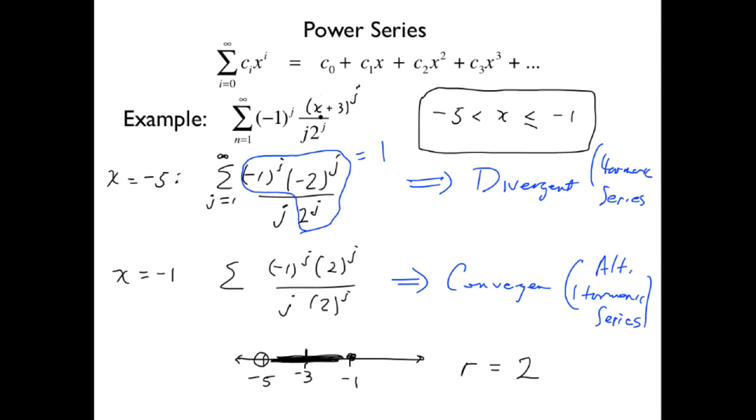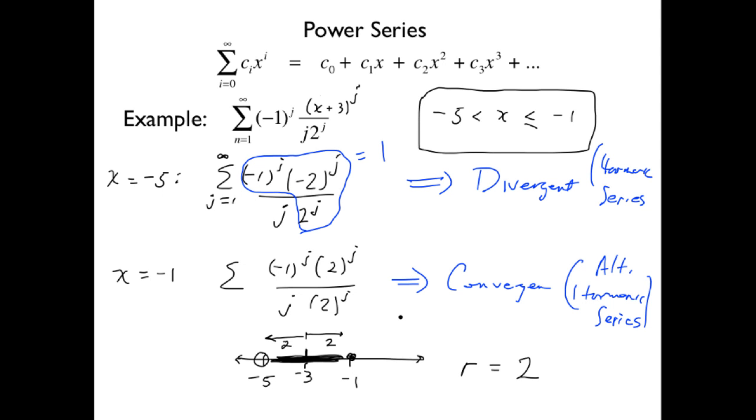And look, that comes from the fact that what we had was x plus 3 to the j, right? So x plus 3 to the j means the center is what makes that 0, negative 3. And then the radius out to the ends is 2. So then that's certainly convergent, right? Add a bunch of zeros, it's going to be convergent.